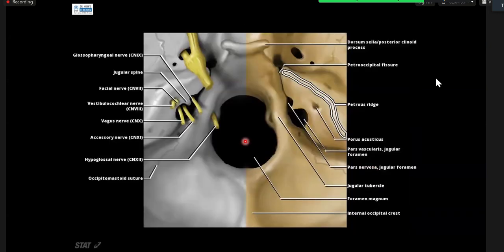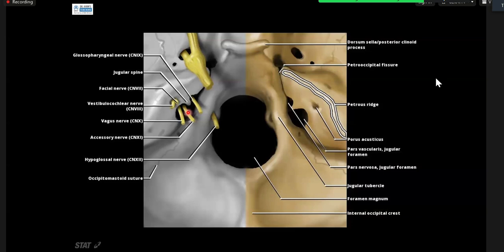Now, if you see here, this portion where I'm pointing out is the jugular foramen. And look at the shape. It has got two components. Anterior one is known as pars nervosa, and this is pars vascularis. The internal jugular vein passes through this one. So here, the ninth nerve passes anteriorly, and the 10th and 11th pass here.